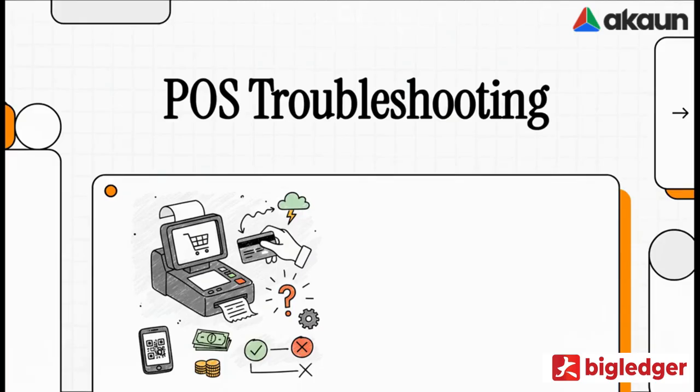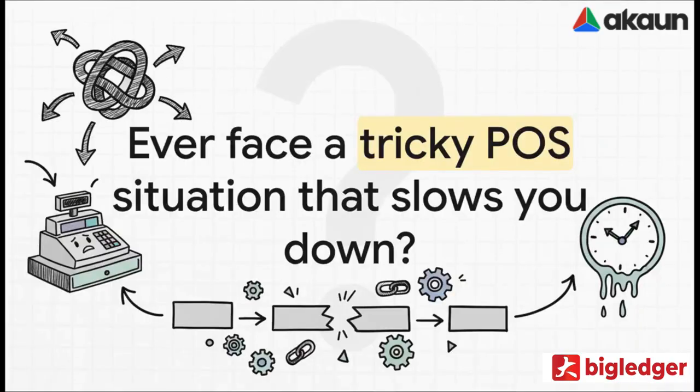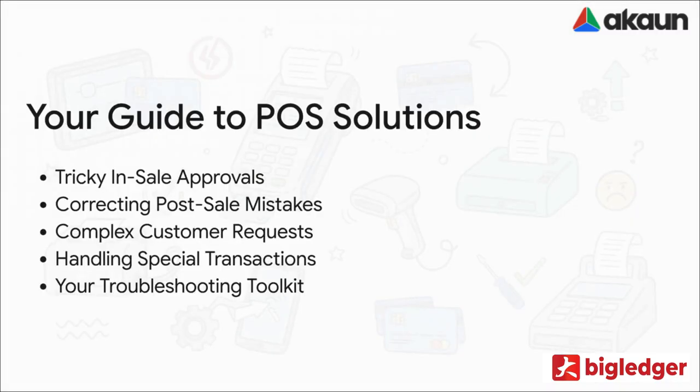Welcome to the Explainer. Today, we're going to solve some of the most common point-of-sale headaches. You've been there, right? One tricky sale, and suddenly your whole queue just grinds to a halt. So here's the plan. We'll walk through 5 common scenarios you're likely to run into.